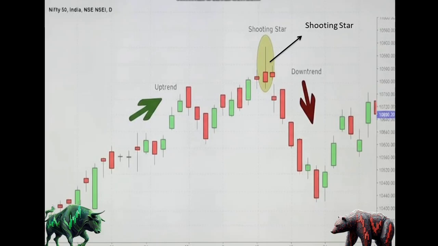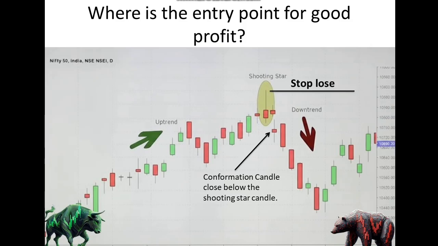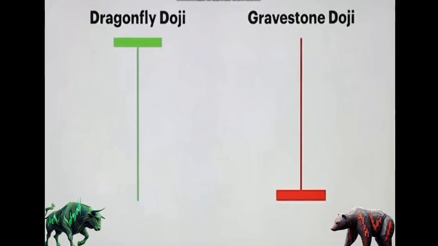These look similar to hammer and hanging man, which confuses many traders. Then boom, the trend changes, like in this example where the price shot up. With practice, you'll spot hammers, inverted hammers, shooting stars, and hanging men daily. These are just 4, more to come, but observe carefully to recognize them. Where is the entry point for good profit? Entry is at the close of that confirming candle. Stop loss? The high of the shooting star. Clear? Great. Let's move on.